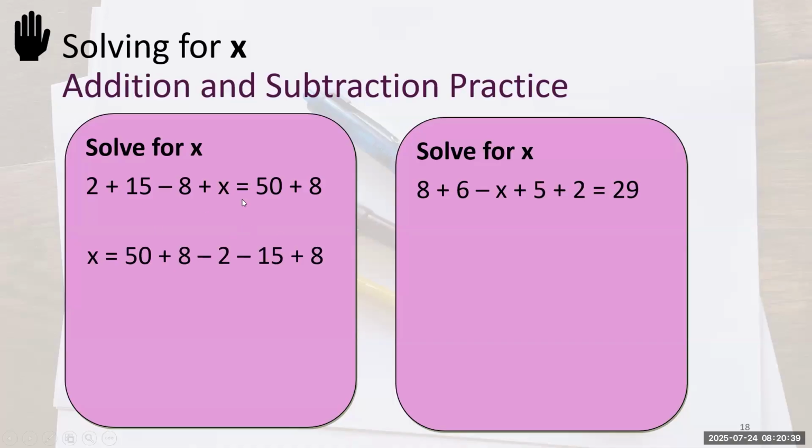So for this one, we've got 50 plus 8 on the right side. And then we're just going to take this phrase, 2 plus 15 minus 8, and shift it over to the other side. But all these numbers, because we're just adding and subtracting, are going to do the opposite of what they were doing with the x. So we've got 50 plus 8 minus 2 minus 15 minus 8. And if you just plug that into your calculator or do it in your head, we've got x equals 49. That's going to be the answer for the first one.